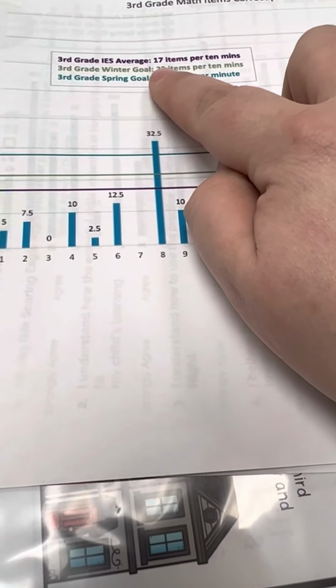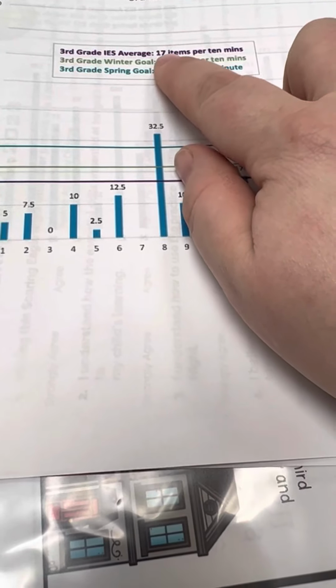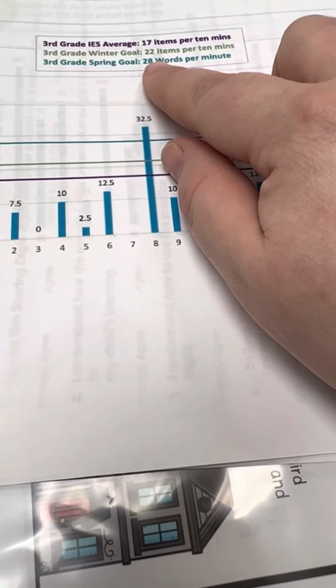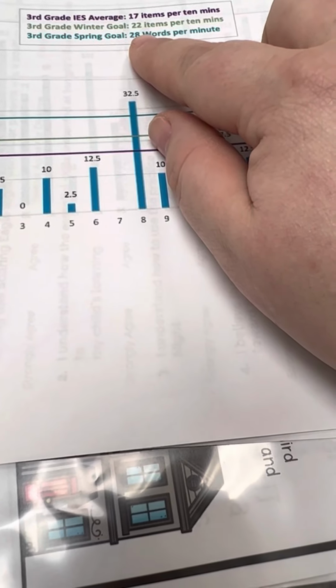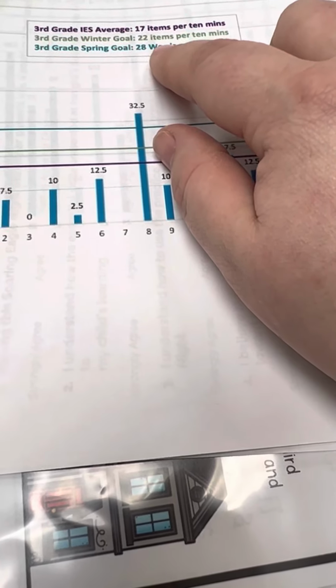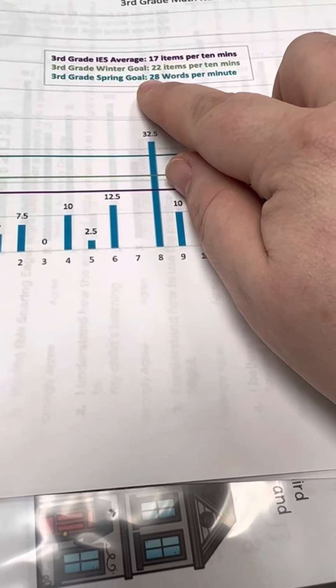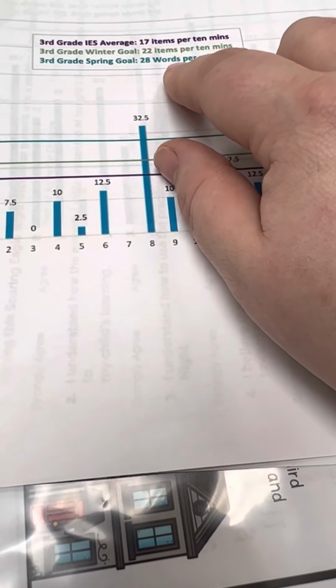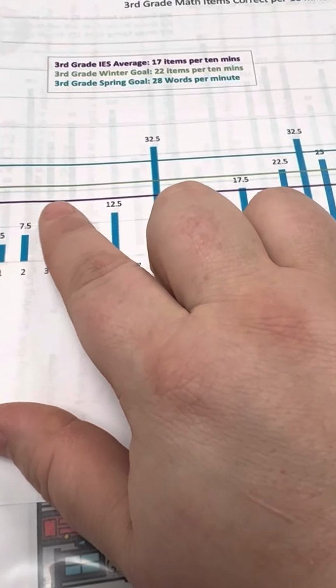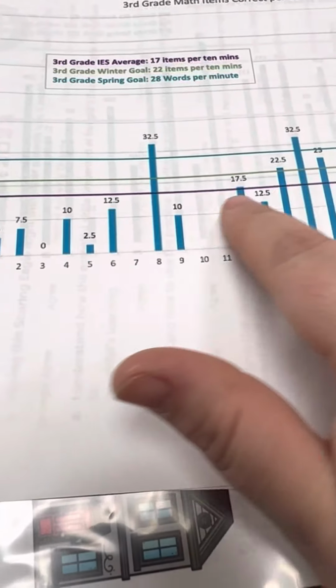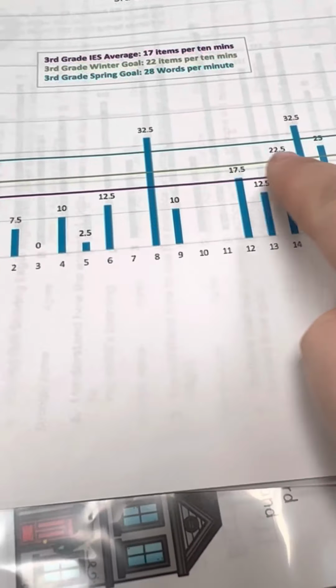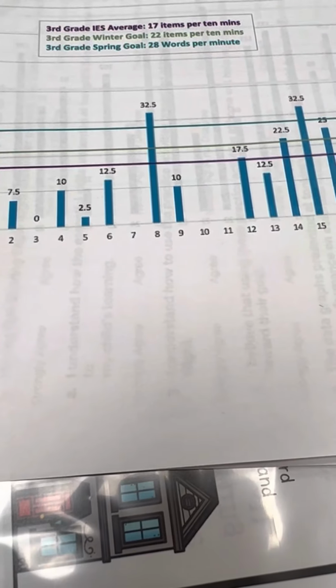Our goal for the winter was 22, so we were a little bit under that. And that should say items right there. But the third grade spring goal is 28 items per 10 minutes. So you can see the purple line is on average where our kids are at our school. The green is our winter goal, and the blue is the goal that we're going to have for the springtime.